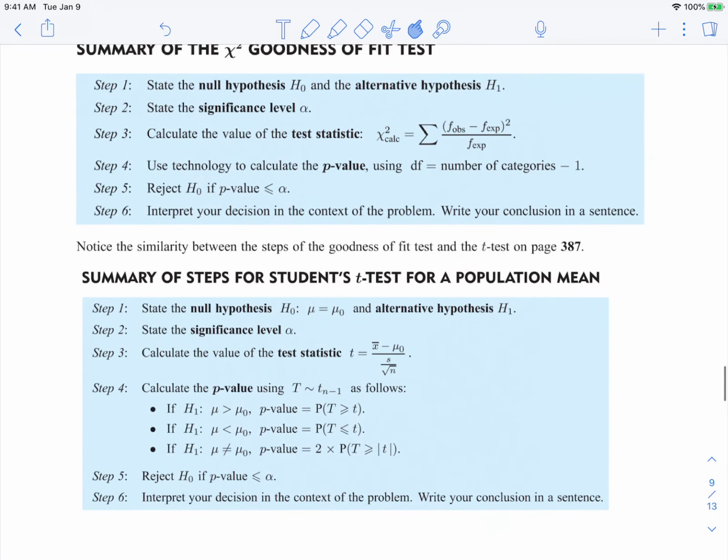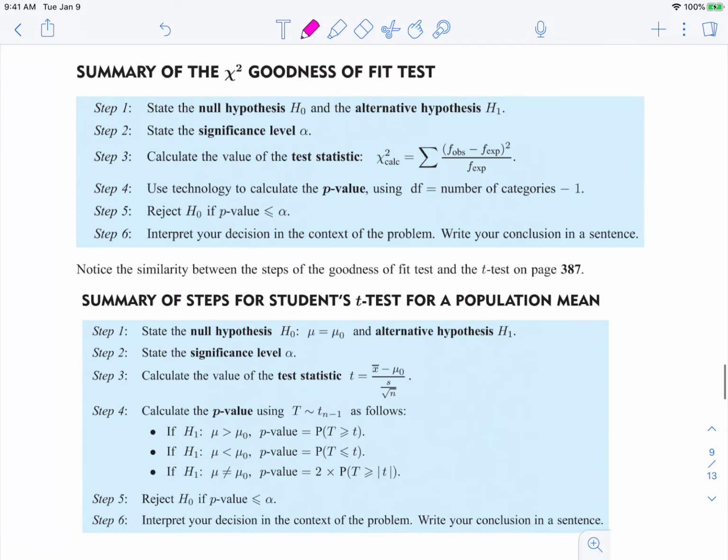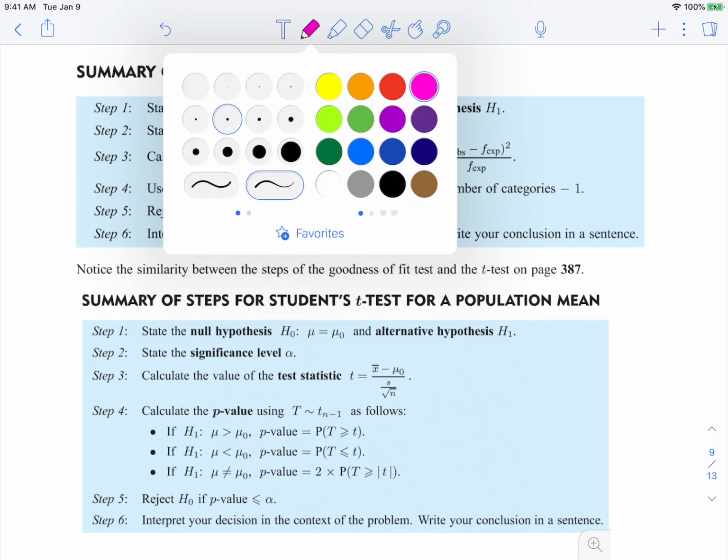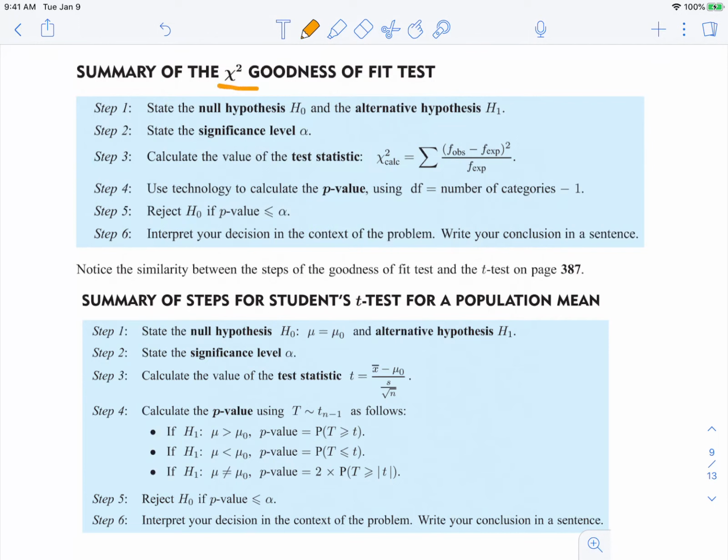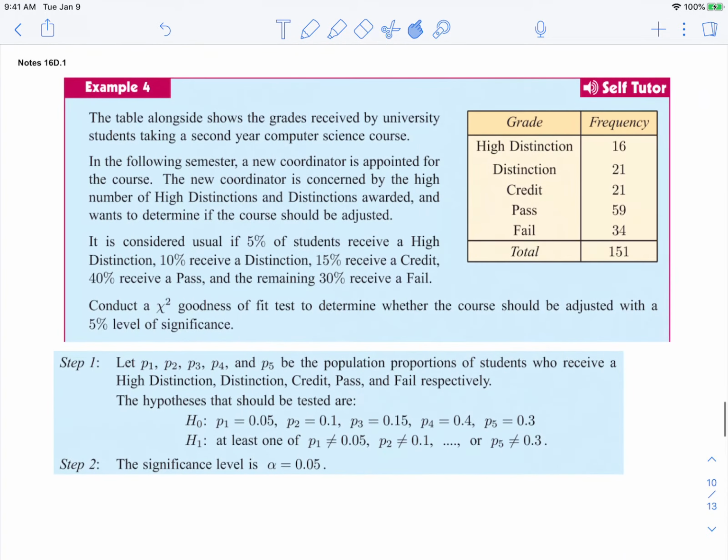I did put the steps to our students' t-test. Notice that step 1 and step 2 and step 3 look very similar. So just be aware that there are a lot of similarities between these two tests, between what we're working with today, the chi-squared goodness of fit test, and what we worked on earlier in our course, the students' t-test for population mean. All right, so we're going to go ahead and do example 4 in our book.